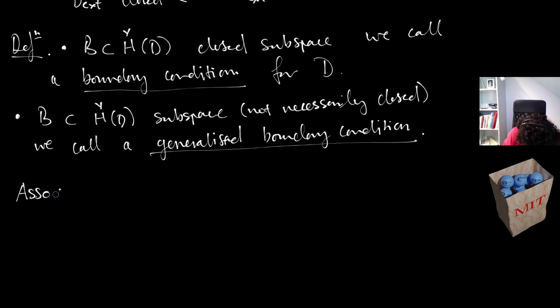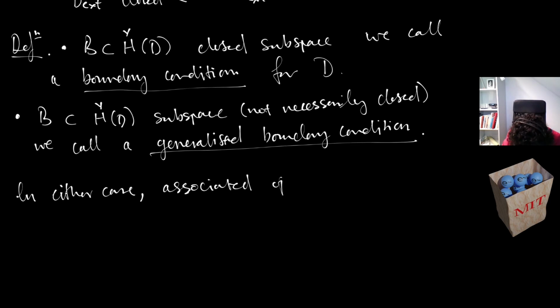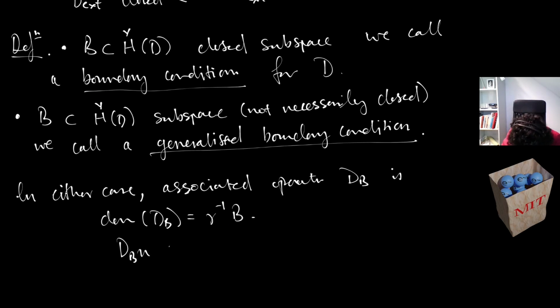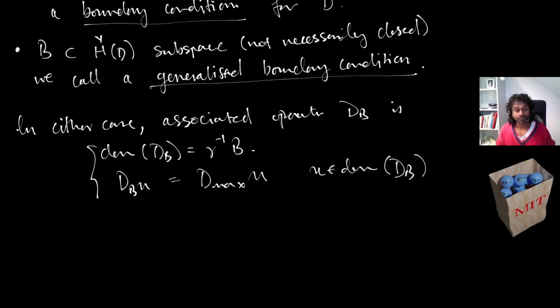So in either case, the associated operator dB is just given by the domain of dB equal to gamma inverse of B, with dB of U equal to D max of U for U in DOM dB. Okay, I've written it now in a number of places just to really drive home the point.